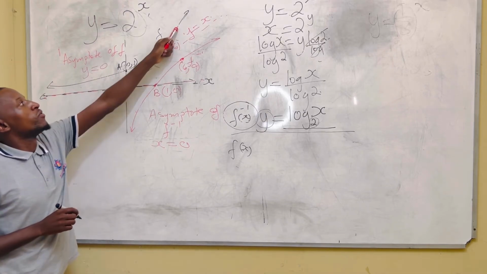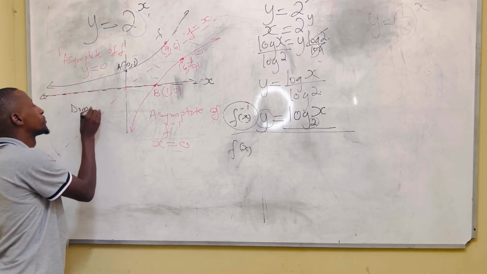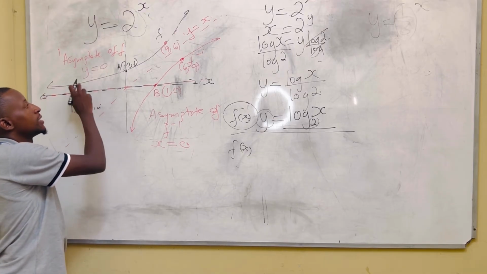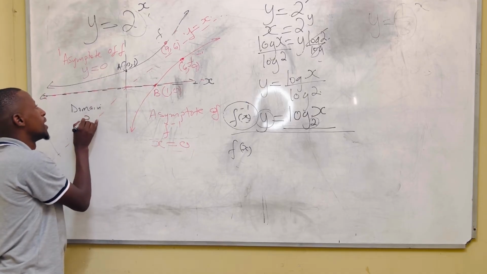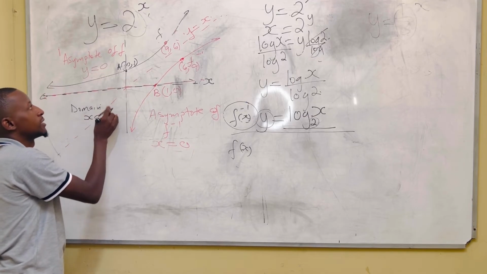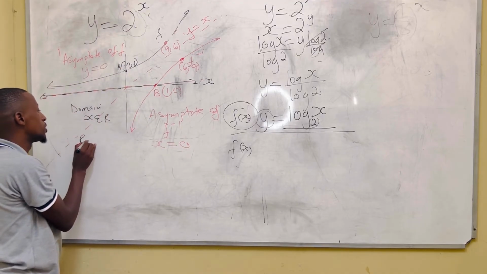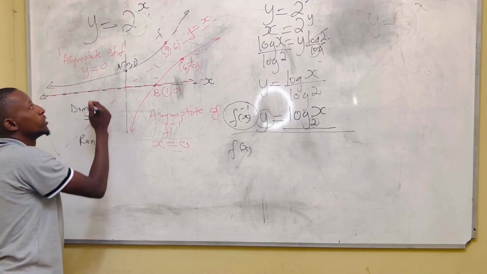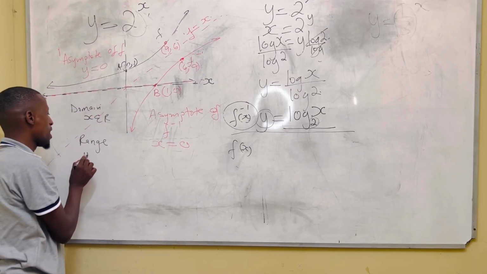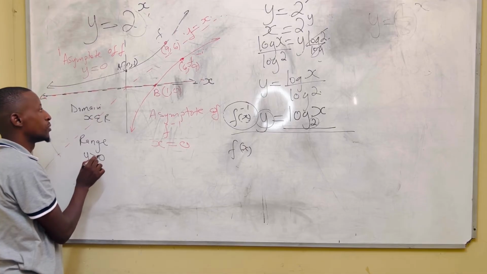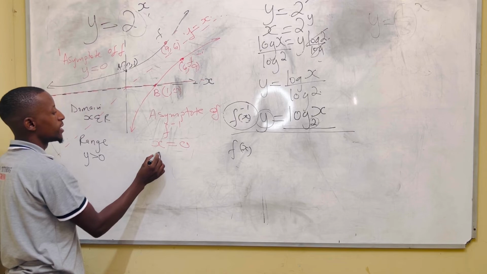The domain of this graph, which is f, do you see it exists everywhere? Which is going to be x element of real numbers. It exists on the positive and on the negative. Let's check its range. Its range, it will only exist above. So it's going to be y must be greater than 0. Let's go to the one of the inverse. The inverse, we want its domain.